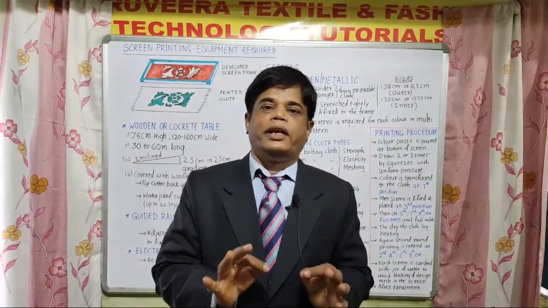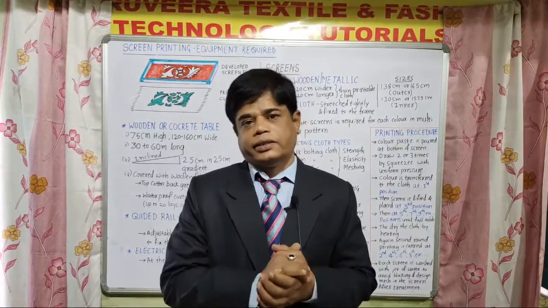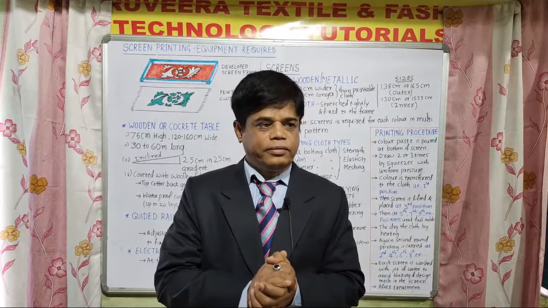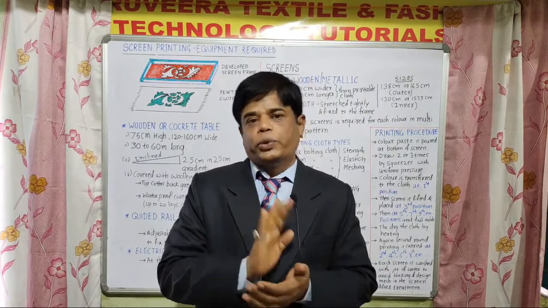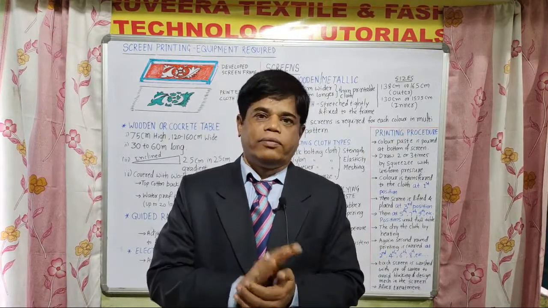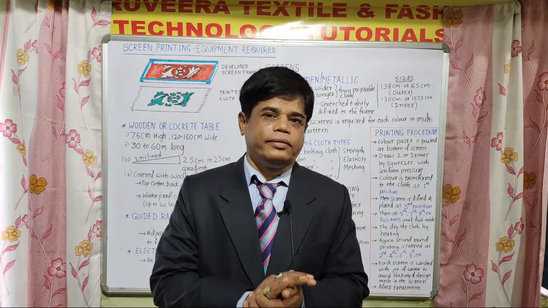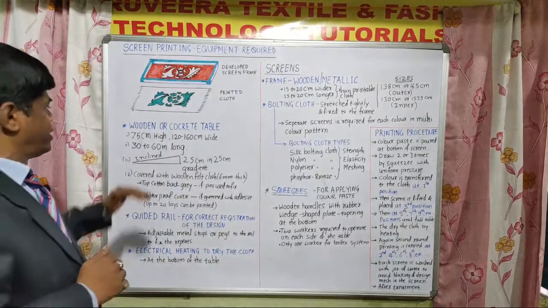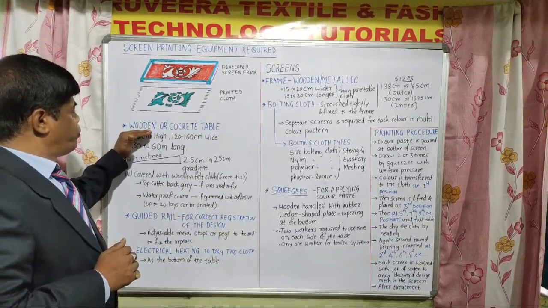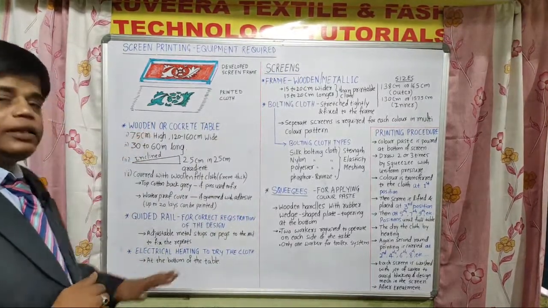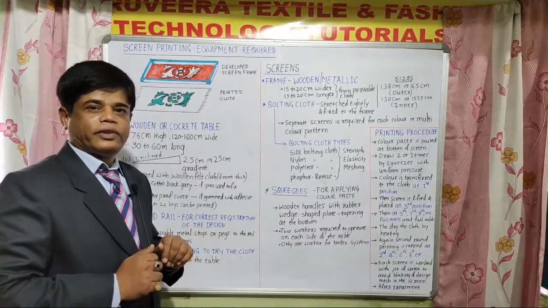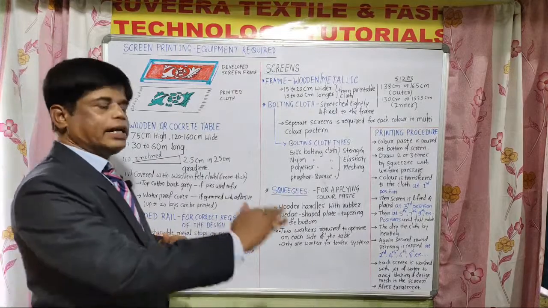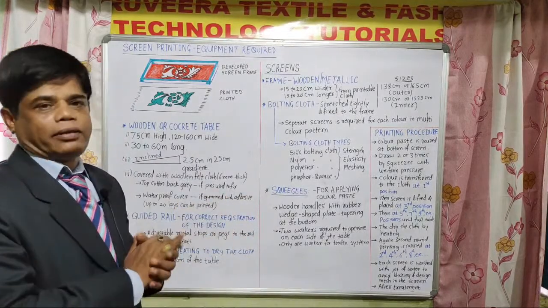Introduction to screen printing is given in the previous classes. Now I will go directly to the equipment required. What are the equipment required for screen printing? See, equipment required for screen printing: one is the main table, the bed, that is made of a wooden table or concrete table.